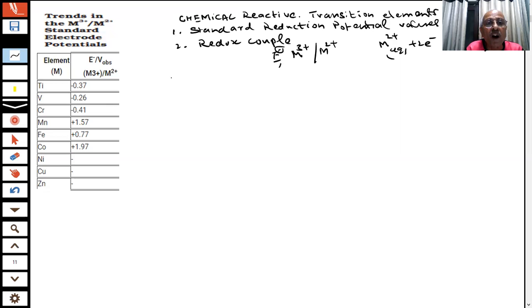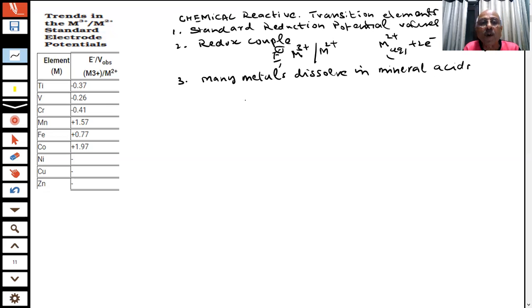You will find what we observed, what we found, students, in the 3D series, that many of these metals were dissolving in mineral acids. Many of these metals dissolve in mineral acids like HCl, mineral acids. But a few noble metals do not react with mineral acid.